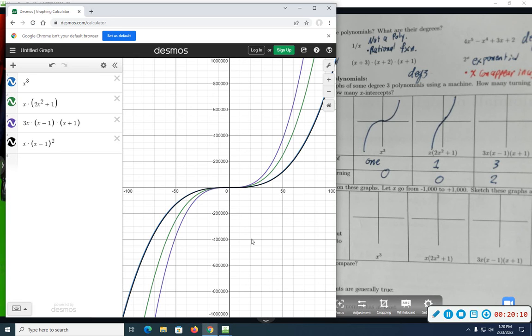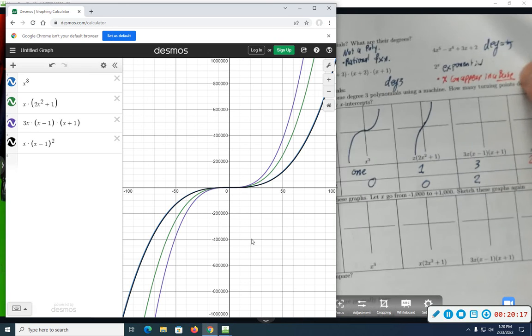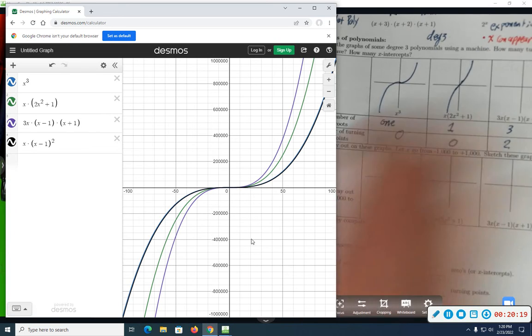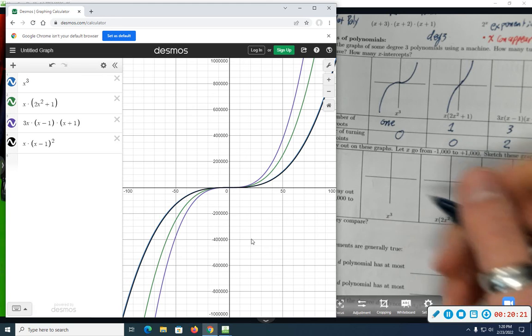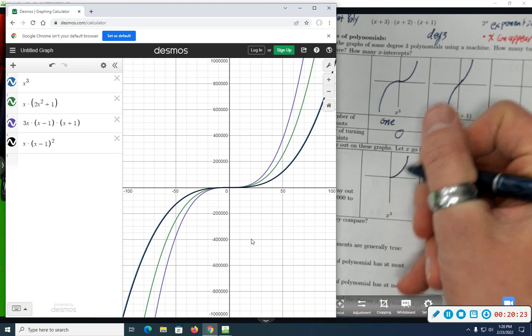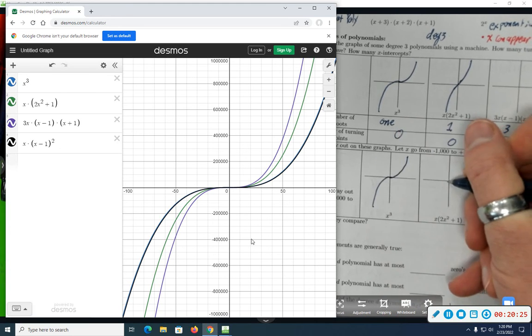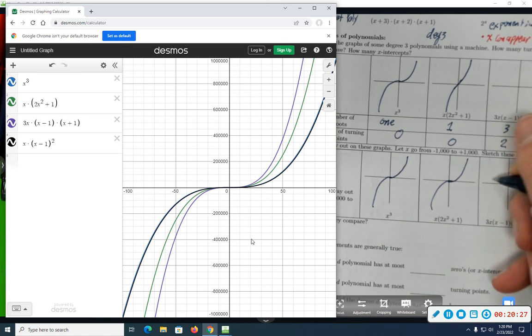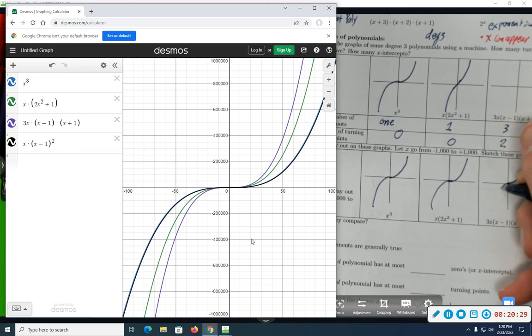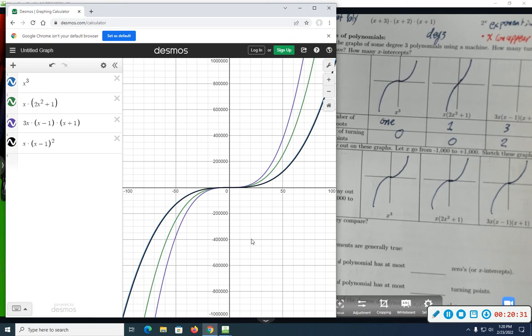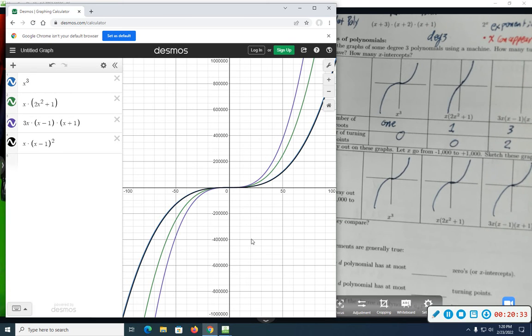Do those graphs now all look pretty similar? Yeah, and that's only from negative 100 to 100, not from negative 1,000 to 1,000. They all look basically the same, with the only difference being something about scale. And let's figure out the something about scale.